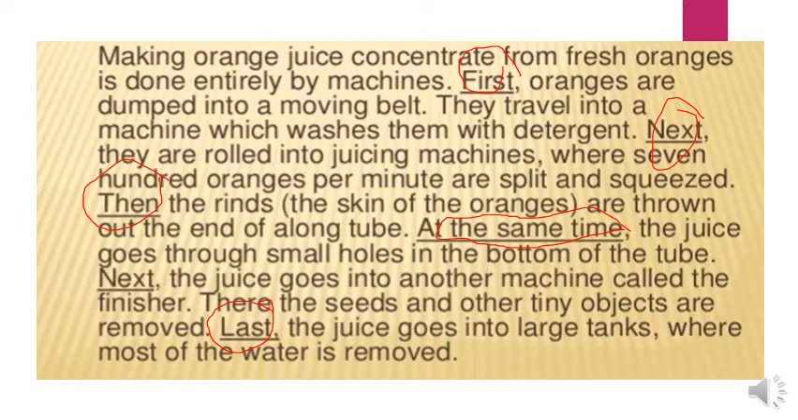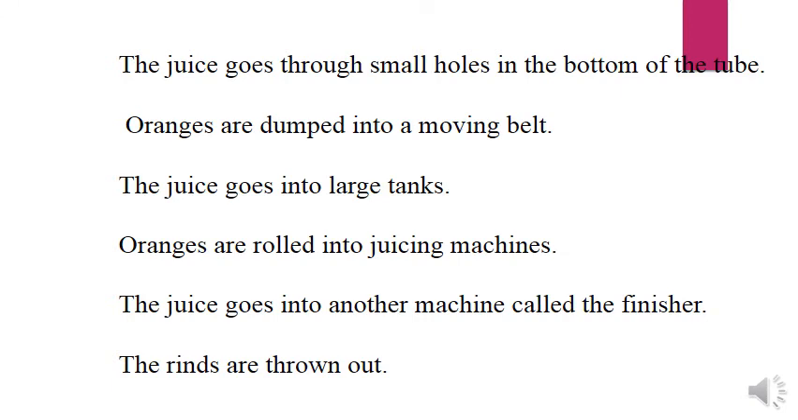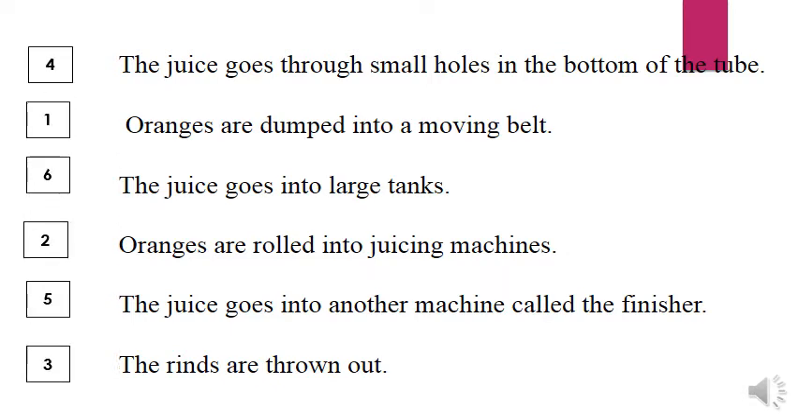Let's see what the question is. We have to number the events or the steps based on what we have read. So what happened first, what happens next, and what happens then, and what happens at the end. So the first thing that happens is that oranges are dumped into a moving belt.